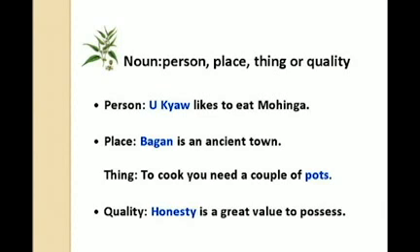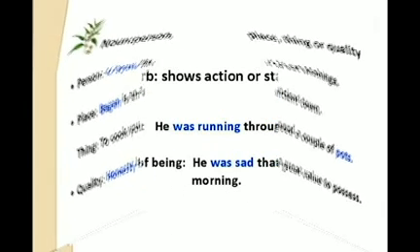To cook, you need a couple of pots. Here again, a pot is a thing, and it is also a noun. Honesty is a great value to possess. In this sentence, honesty shows a quality, and so it is also a noun.